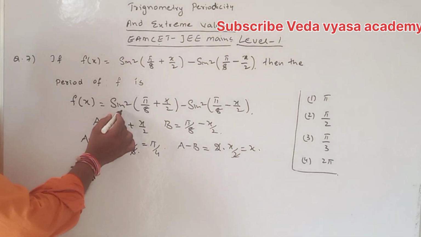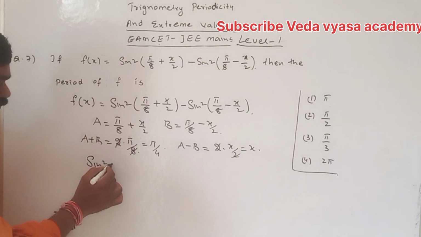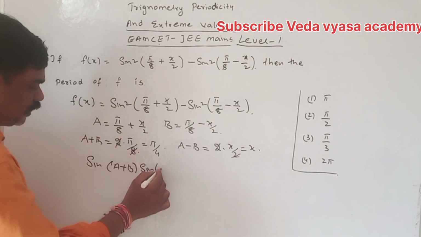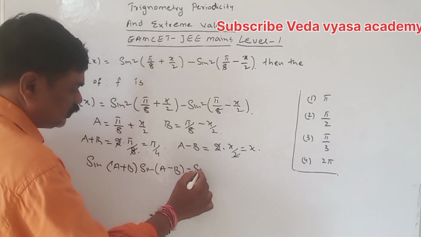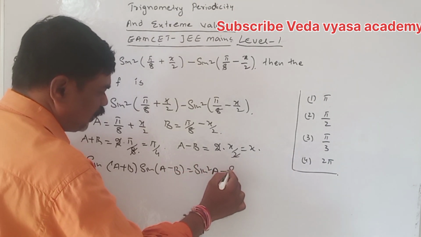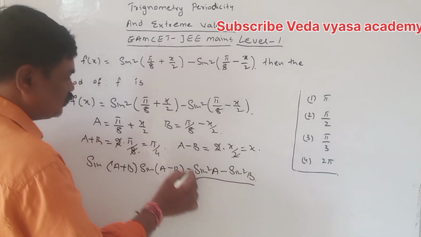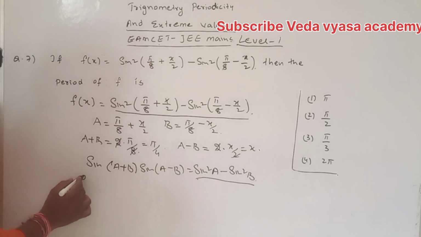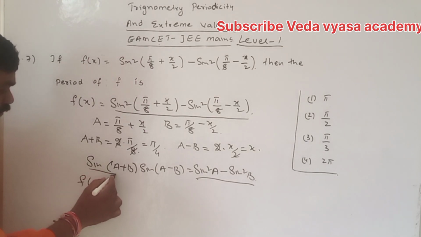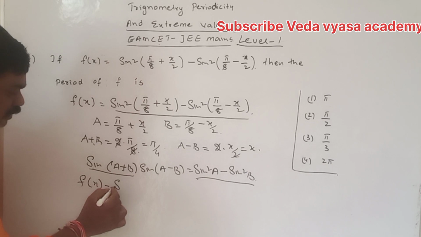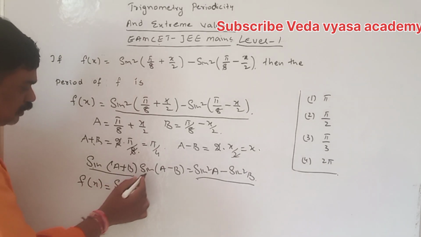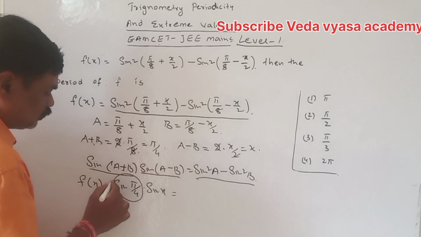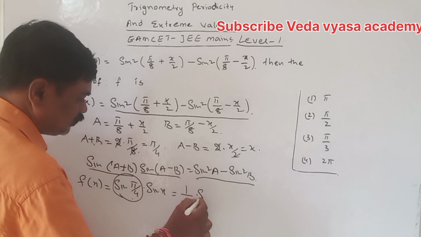This is in the form of sine square A minus sine square B, which is equal to sine of (A plus B) into sine of (A minus B). Then what is f of x? f of x is equal to sine of (A plus B), that is sine of pi by 4, into sine of (A minus B), that is sine x, which is 1 by root 2 into sine x.